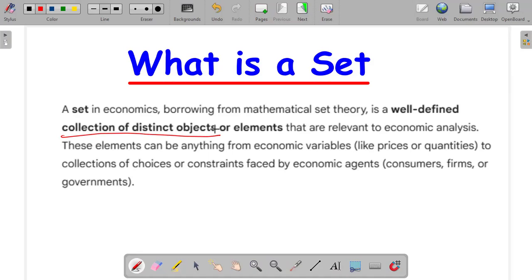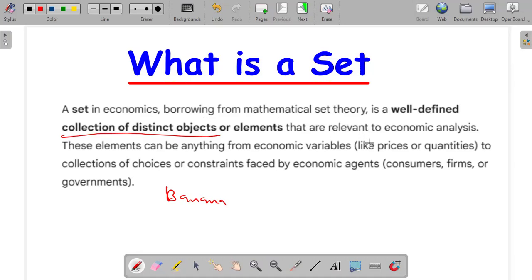So it is well-defined, meaning that it has no ambiguity to it. You are going to know if it's a collection of bananas, then it's a collection of what? Bananas. If it's a collection of vehicles, it's a collection of what? Vehicles. If it's a collection of shoes, it's a collection of what? Of shoes. So it has to be well defined.